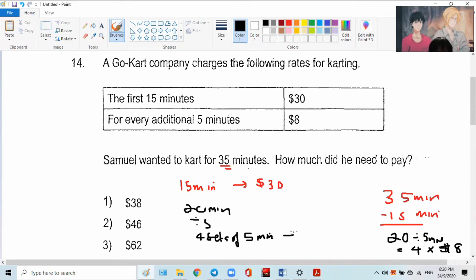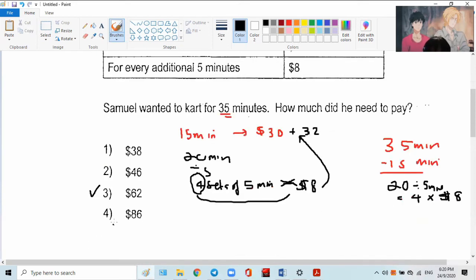So it's 4 sets times $8. Do you understand why I said 4 times $8? 4 times 8 is 32, plus the $30. So total how much to pay? 62.